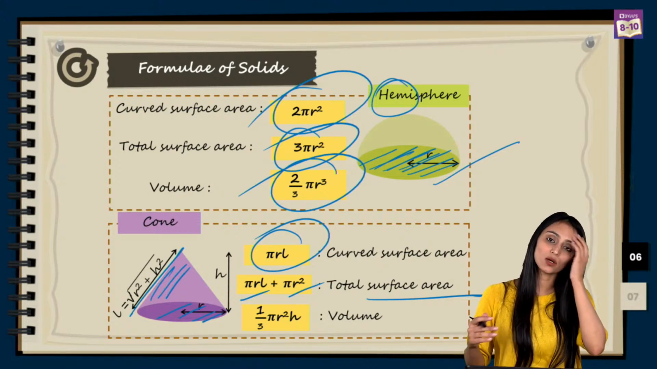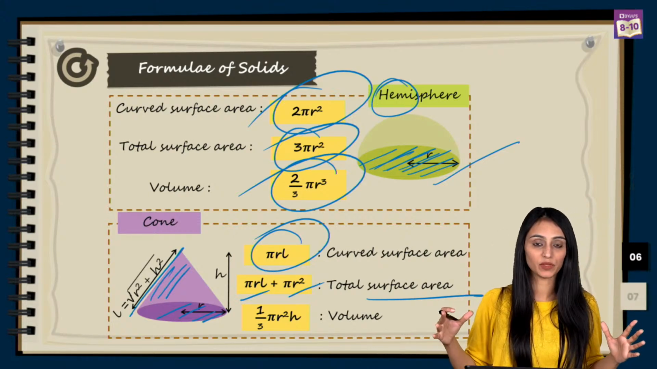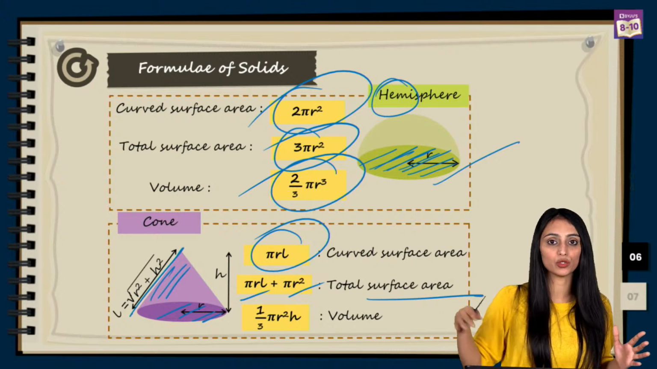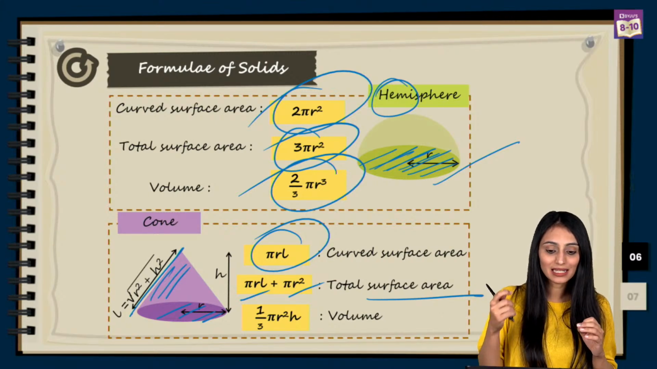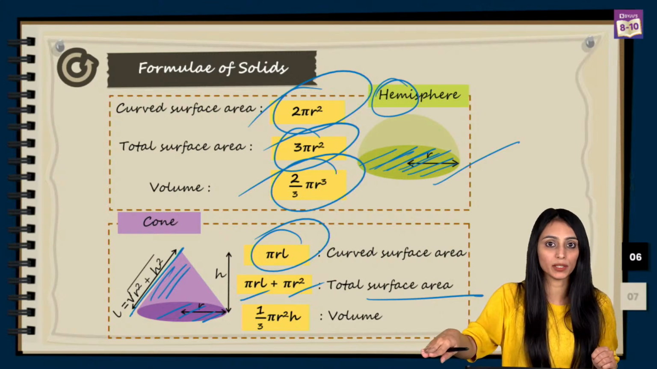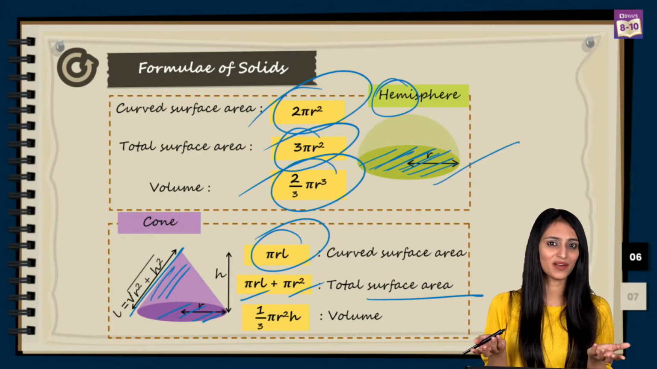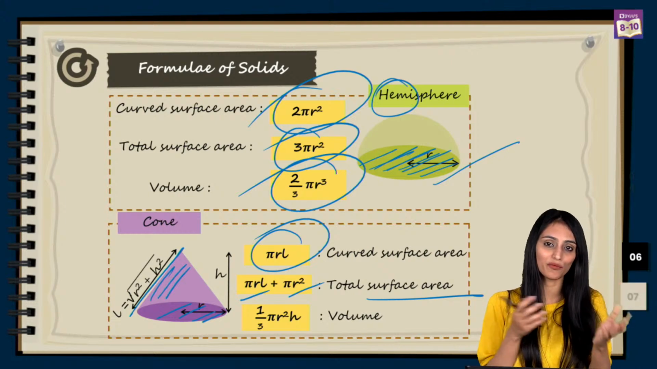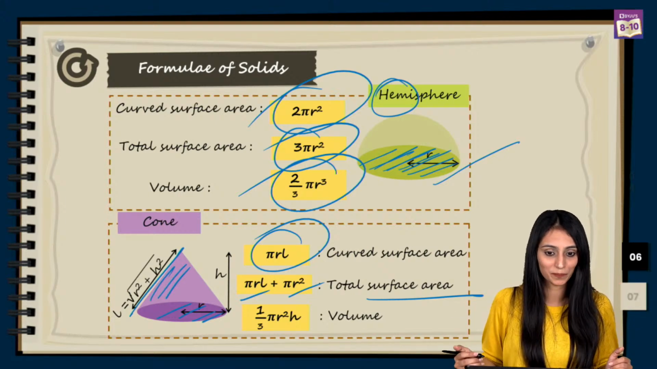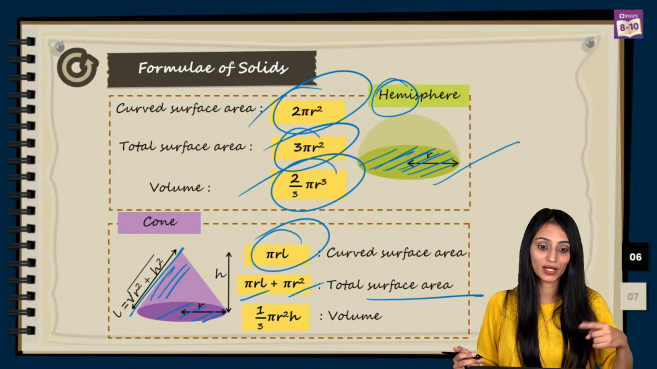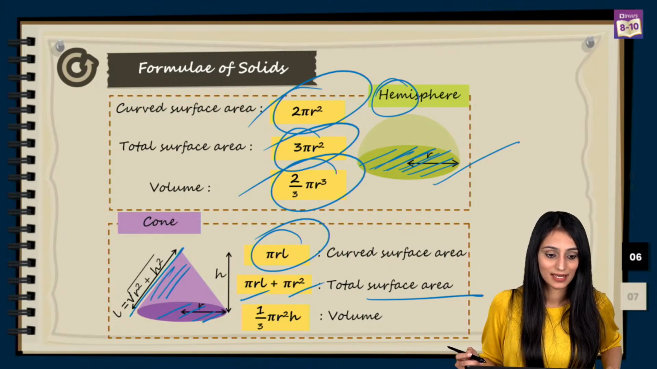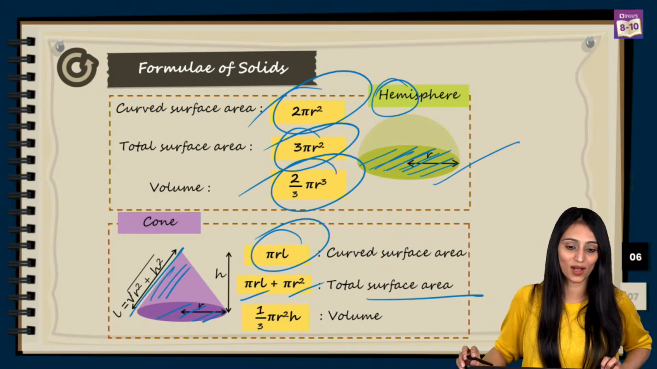Let's suppose, in the question it says we have a conical tent, and a cloth has been used to make it. Definitely, in a tent, the cloth is never used on the bottom. So in that case, we'll find out only the curved surface area. The question will not specify this, but you should have that common sense that obviously we do not use the cloth at the bottom. So that's how you have to figure out. Yes, I hope I've answered your question.